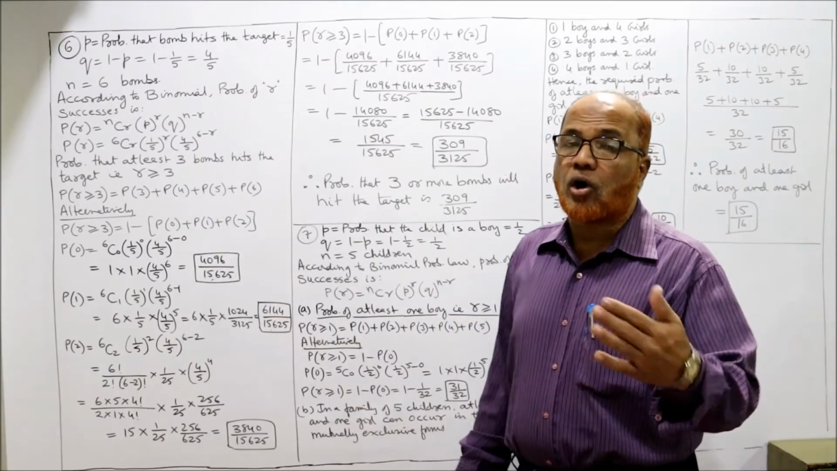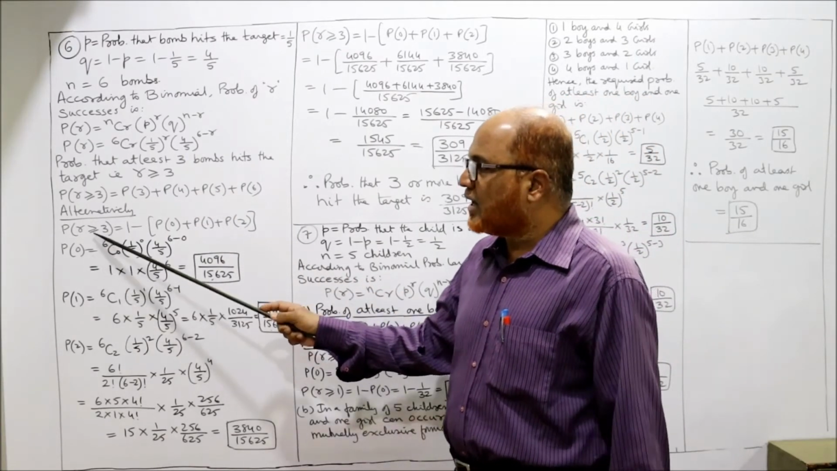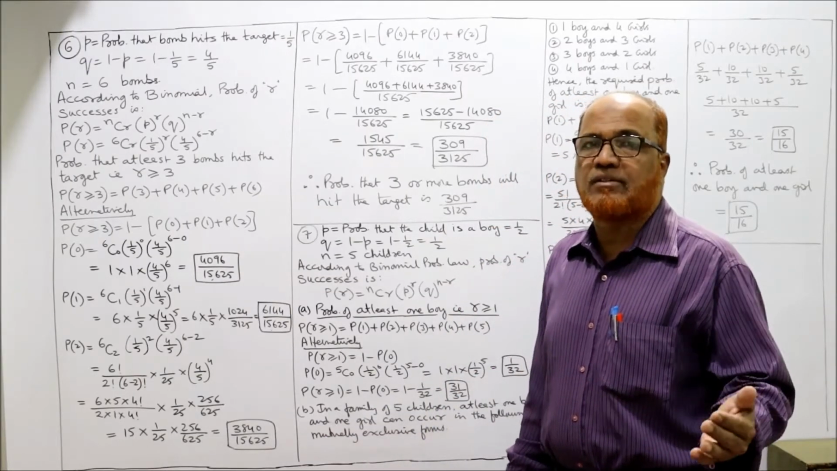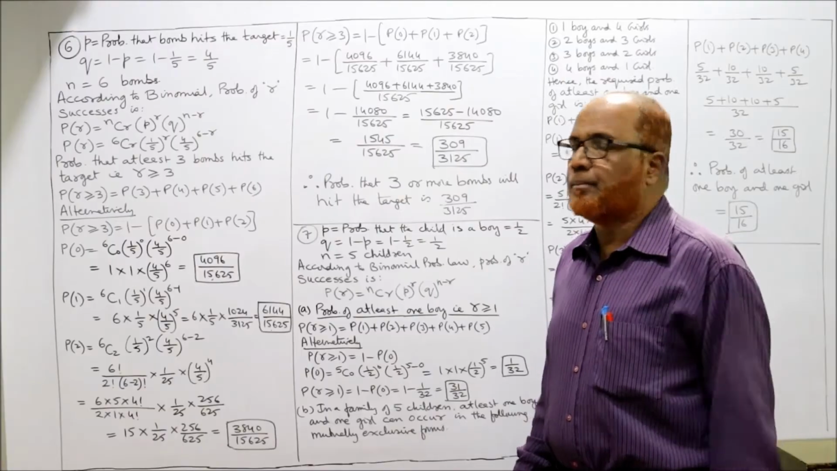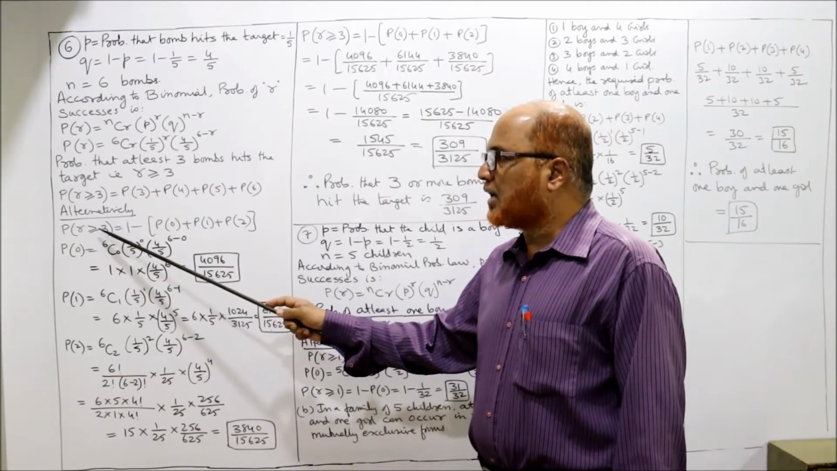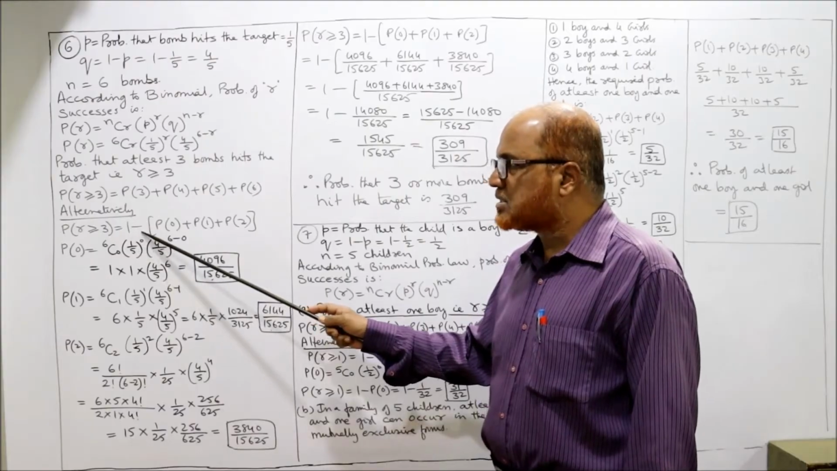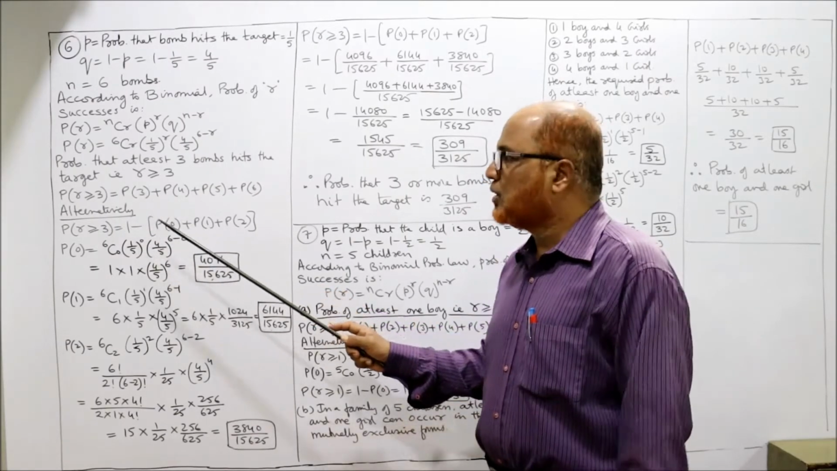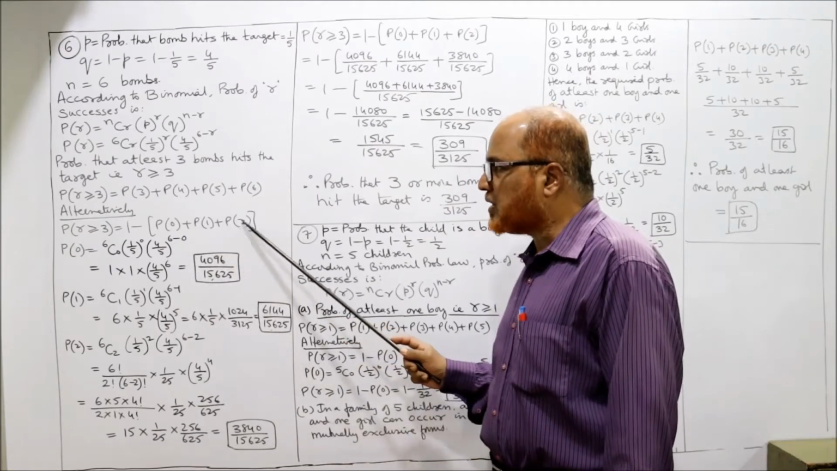Or we can go by the alternative method, because whenever we are given greater than or equal to, we can use the alternative method also. We'll see whether it is beneficial or not. P of R greater than or equal to 3 is equal to 1 minus, before 3 we have 0, 1, 2. So P of 0 plus P of 1 plus P of 2.